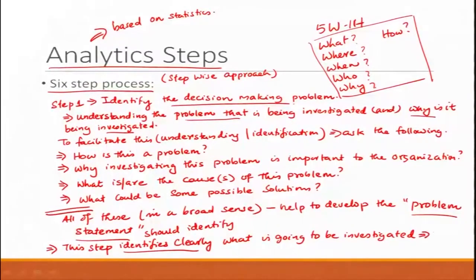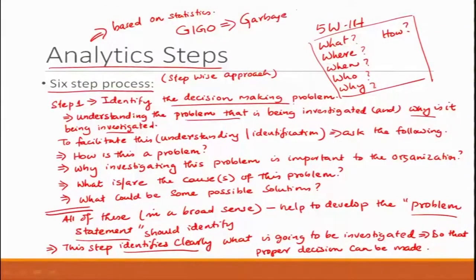Why? So that proper decision can be made. So, if the problem statement is not clear, then the decision will also not be clear. This is where the most famous phrase, GIGO, comes into the picture, which means garbage in, garbage out. So, if you have a clear problem statement, if you have been able to identify the problem properly, then because of that, proper decision can also be made.